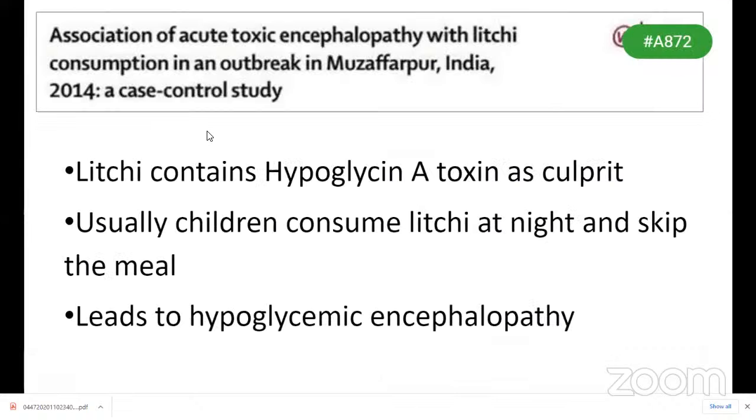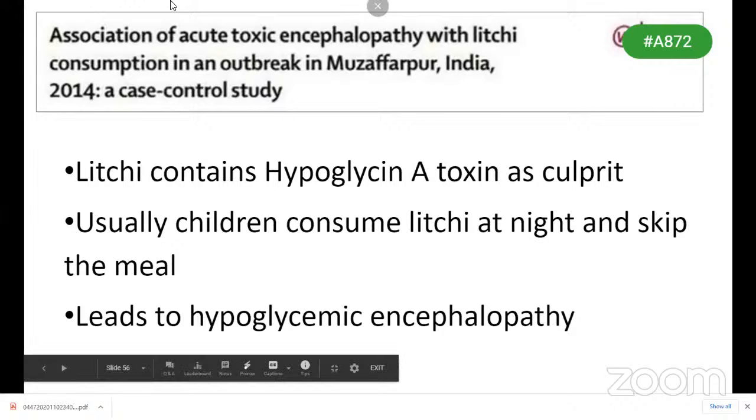I think the slide has, yeah. So basically we know that it is because of lychee that you get this Bihar encephalitis. The lychee contains a compound called hypoglycin A, which is the culprit. So children, when they consume this lychee, skip the night meal and that leads to hypoglycemia and they die because of hypoglycemic encephalopathy. So the cause here is not any viral infection, but hypoglycemic encephalopathy.